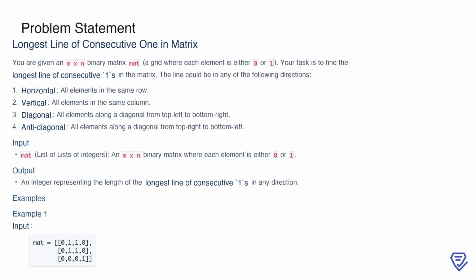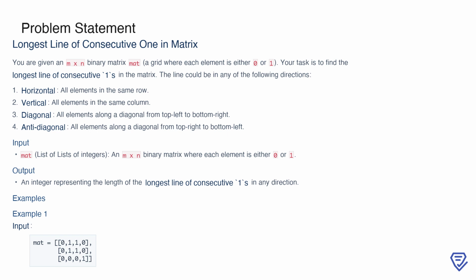First, it can be horizontal, which means all the 1s are in the same row. Second, it might be vertical, with all the 1s in the same column. Third, it can occur diagonally, where the 1s follow a top left to bottom right path. Finally, it can follow an anti-diagonal direction, where the path goes from top right to bottom left.